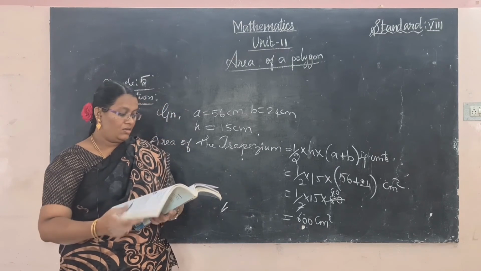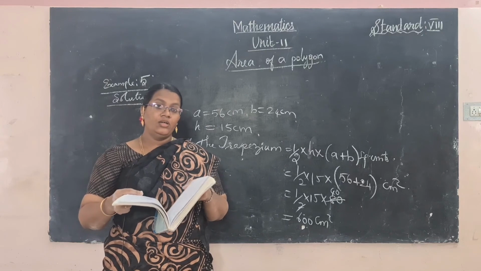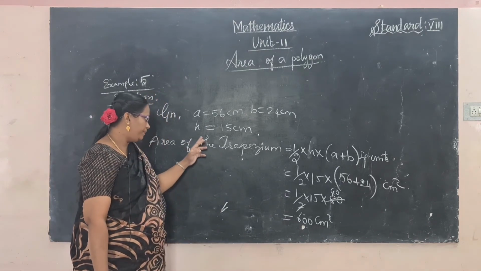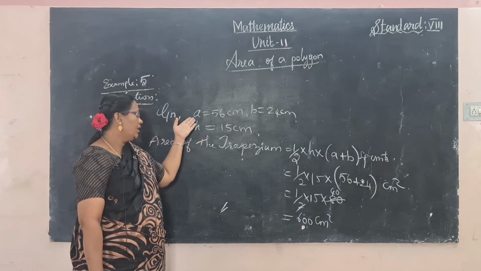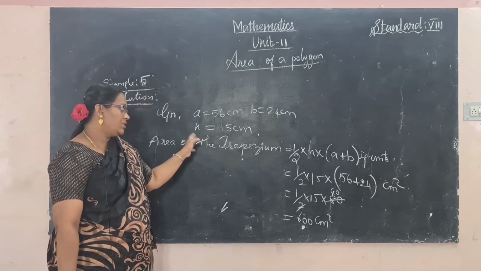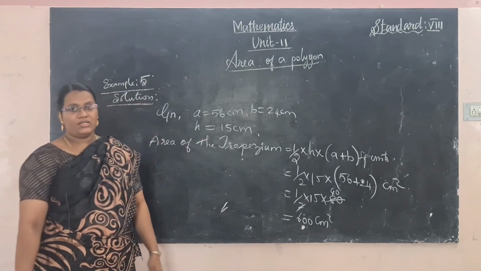Okay, I understand this: what is given and what we find out. Here we have to find the area of the trapezium. What values are given? The parallel sides values and height are given. Just substitute in the formula, and we get the answer for the area of the trapezium.